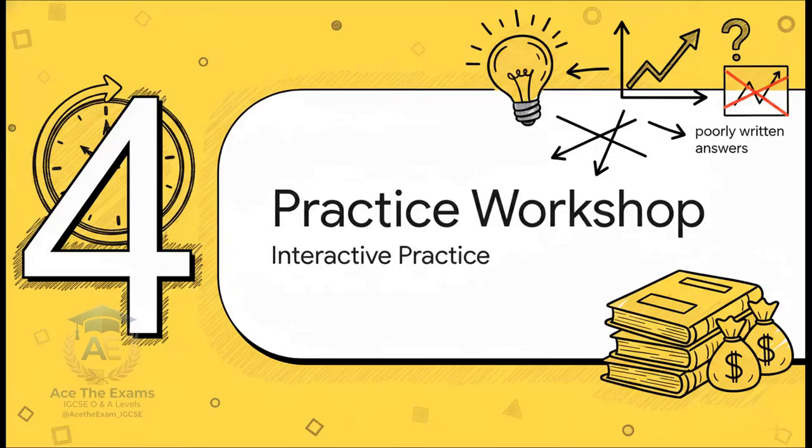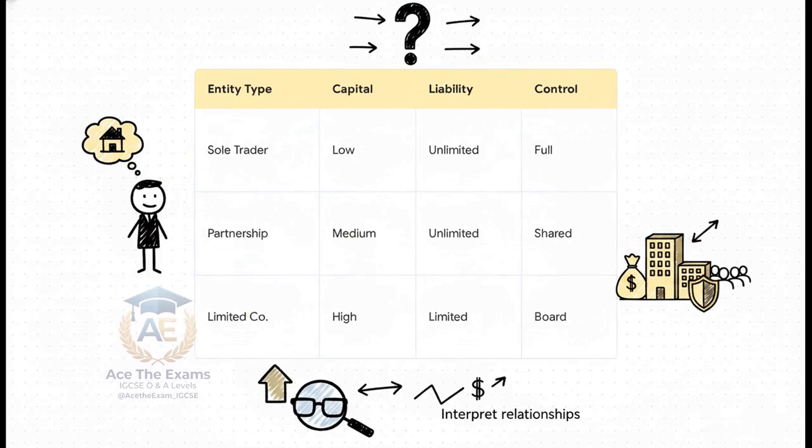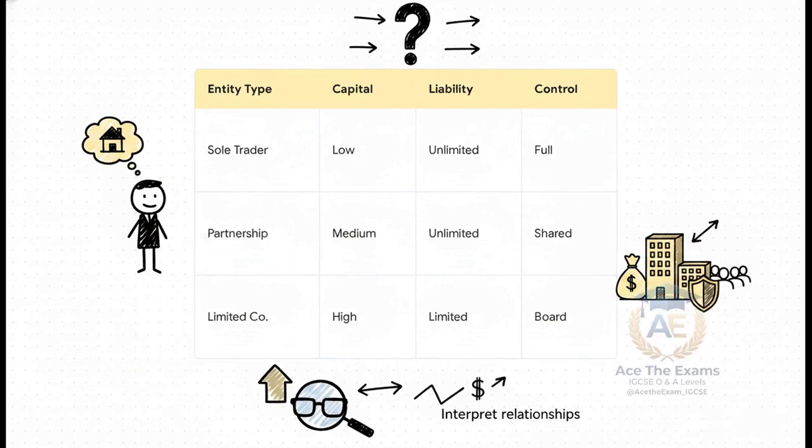Act 4. Interactive Pause and Practice Visual Workshop. Let's put this into practice. I want you to look at the table on the screen. We have our entity types, sole trader, partnership, and limited company, measured against capital, liability, and control. If I put a 60-second visual countdown timer on the clock right now, how would you analyze this?